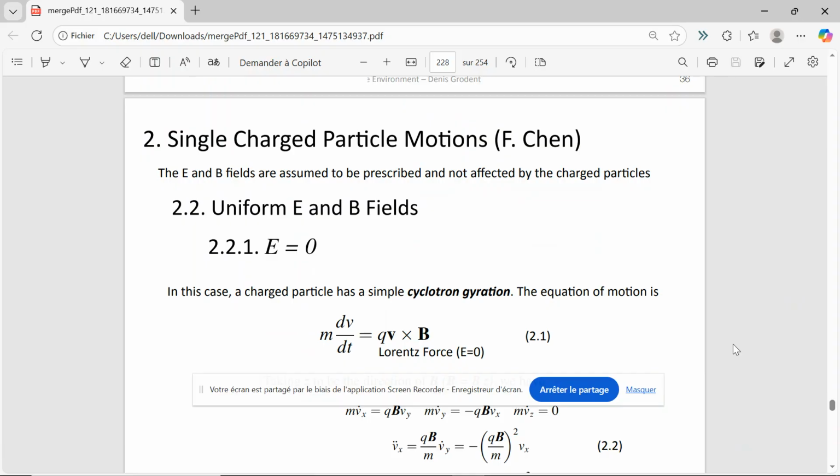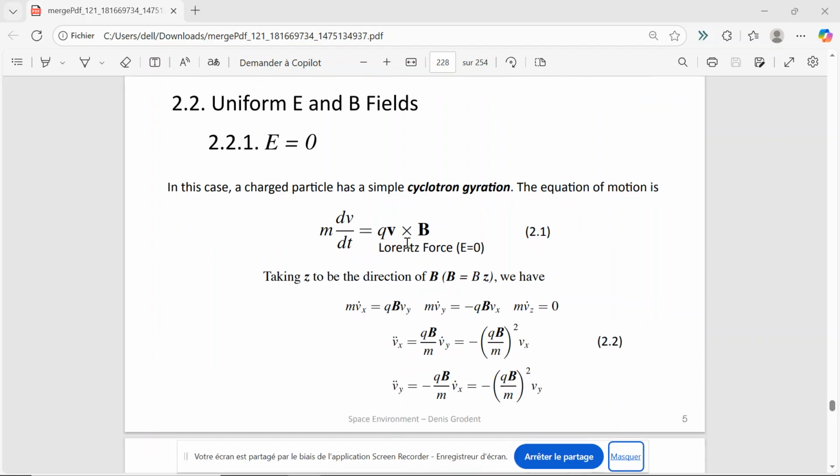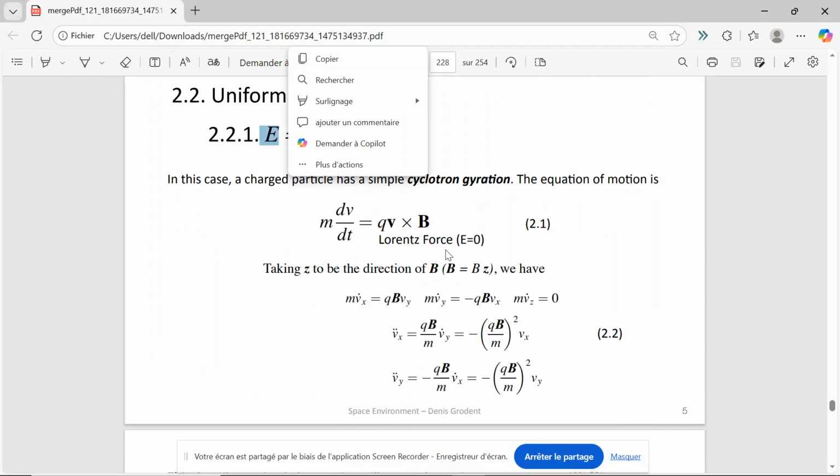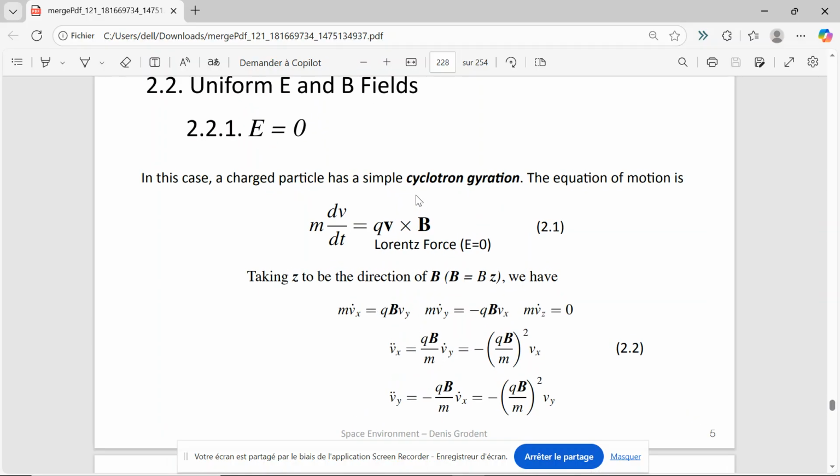So now we'll try to explain the motion of the particles under the effect of the magnetic field. The electric field and the magnetic field are assumed to be prescribed and not affected by the charged particles. So the first case: we neglect any electric fields. So the Lorentz force affects the motion, the variation of velocity of the particles.